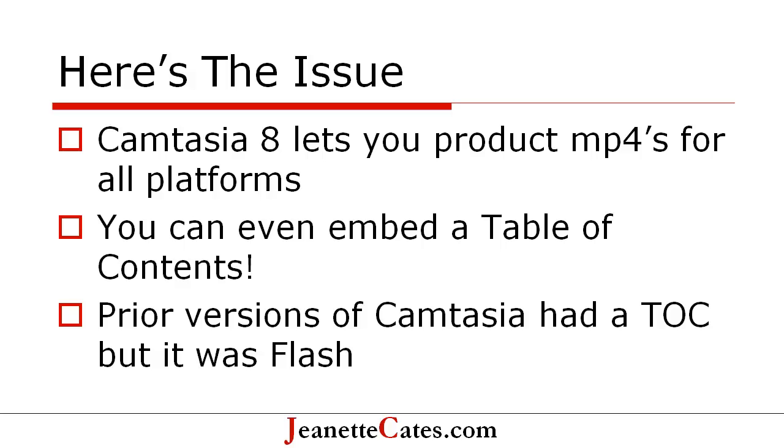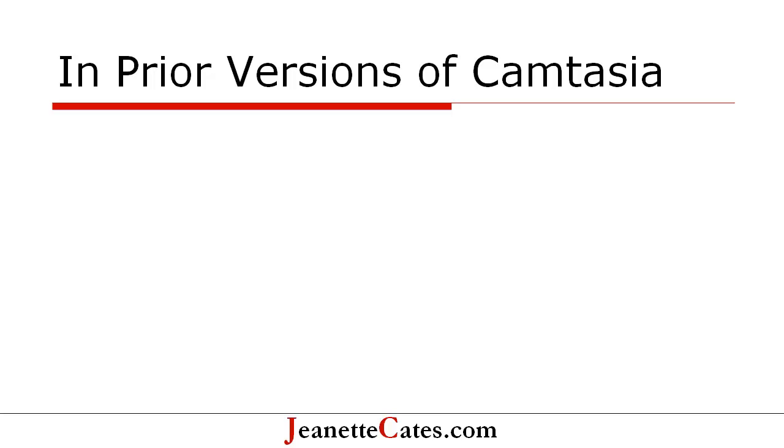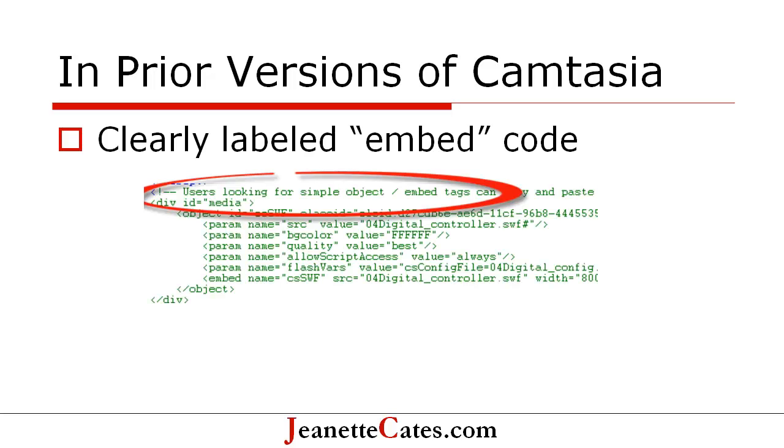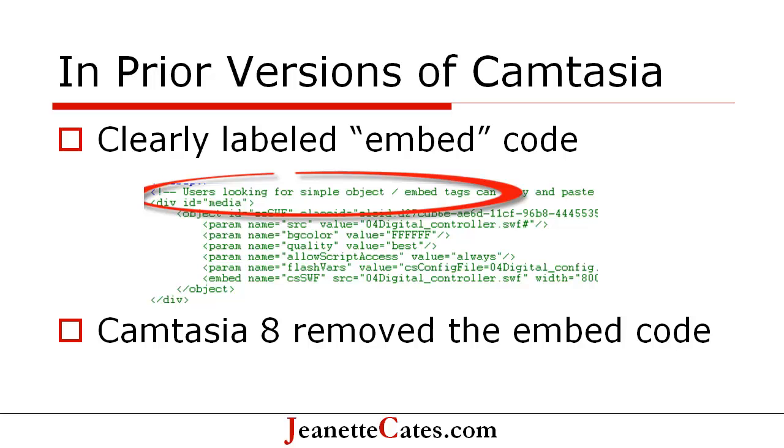iPads, and other devices. Now, in prior versions of Camtasia, there was also a clearly labeled embed code. It was really easy to see. It was in a different color, so it was in a green as you were going through your HTML file. And it even said, users looking for simple object embed tags, just copy and paste this. So it was very easy to copy and paste that directly into your WordPress page. However, Camtasia 8 removed the embed code.